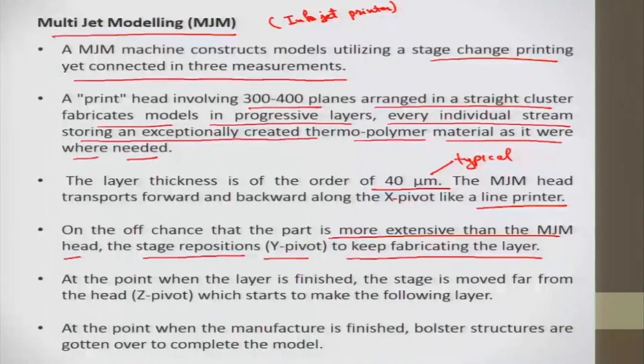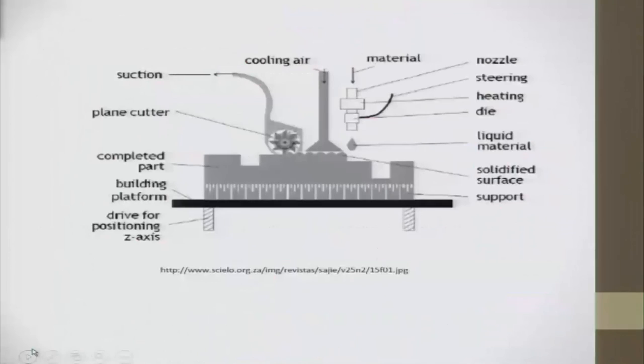Now when the layer is finished, the stage is then moved away along the z-axis, which starts to make the following layer, the next layer here. When the fabrication is finished, the support structures are removed to complete the model. So this is a kind of multi-jet modeling machine in which we have this platform.